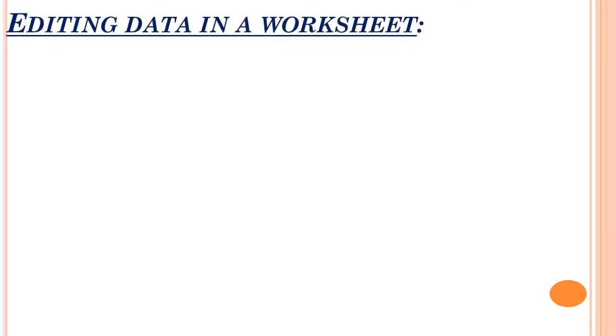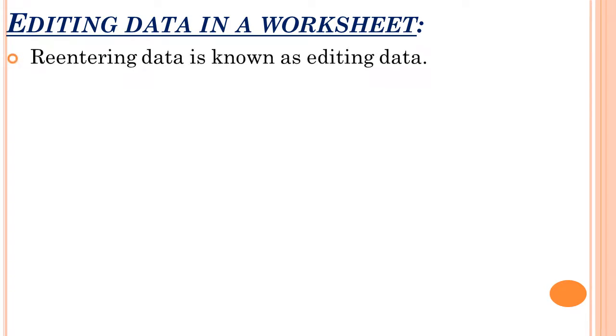First is editing data in a worksheet. Editing data in the sense re-entering the correct data is known as editing data. While typing you will make some mistakes, right? Afterward if you check, you can see the mistake. So you need to delete it and re-enter the data in that place, right? That is about editing data in a worksheet.